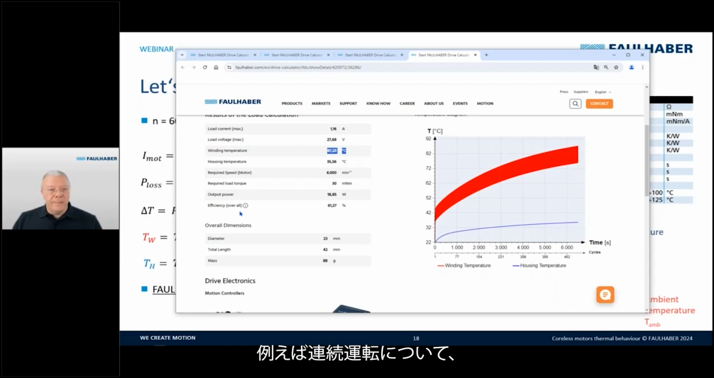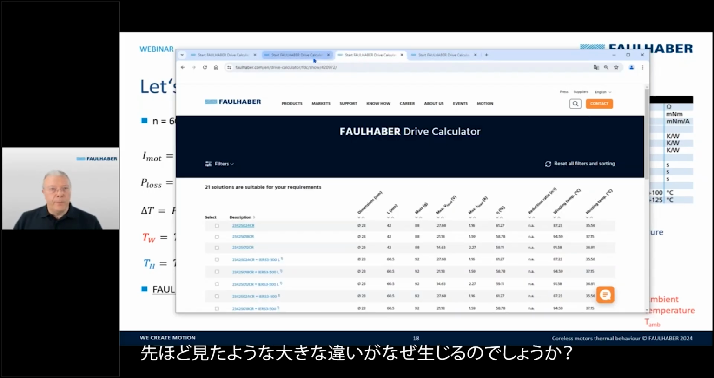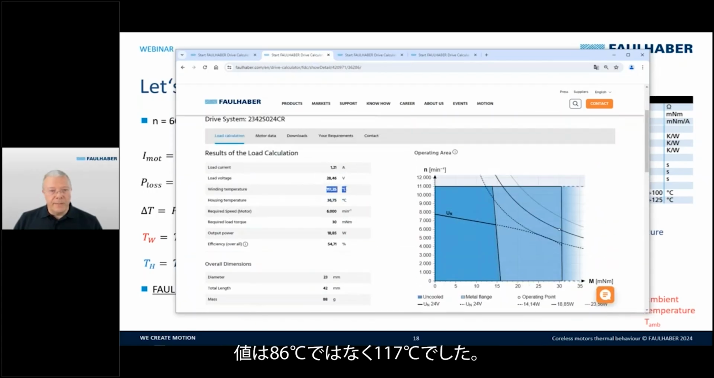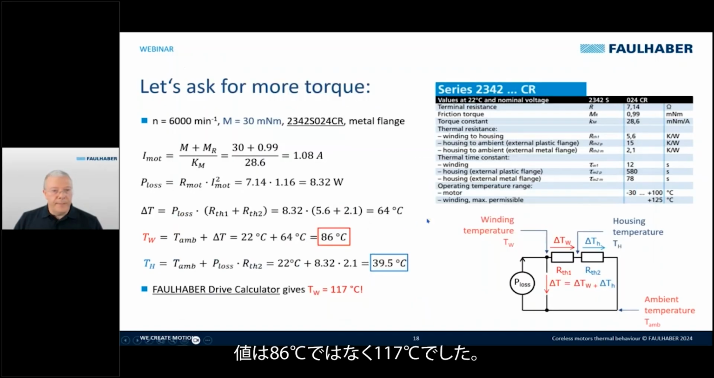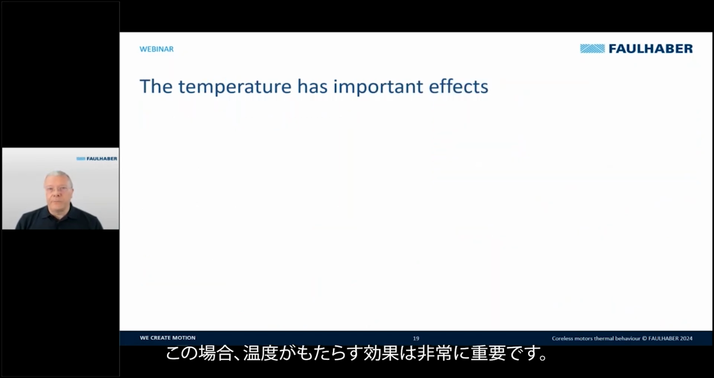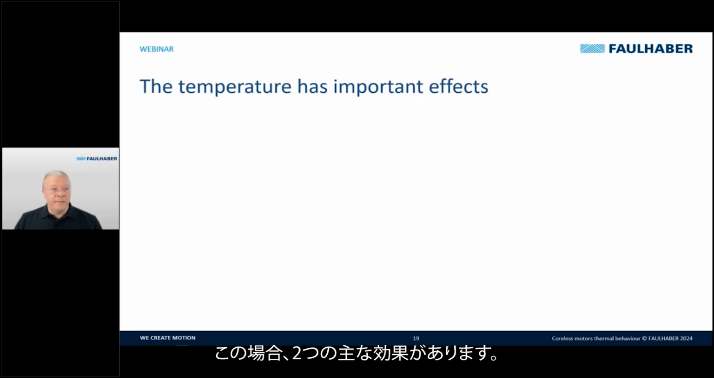So why this large difference that we have seen before when we had, for example, the continuous operation? We had 117 degrees instead of the value of 86. This is because this simple model is valid up to 60 degrees, more or less. The effect of the temperature is really important in this case. We have two main effects in this case.